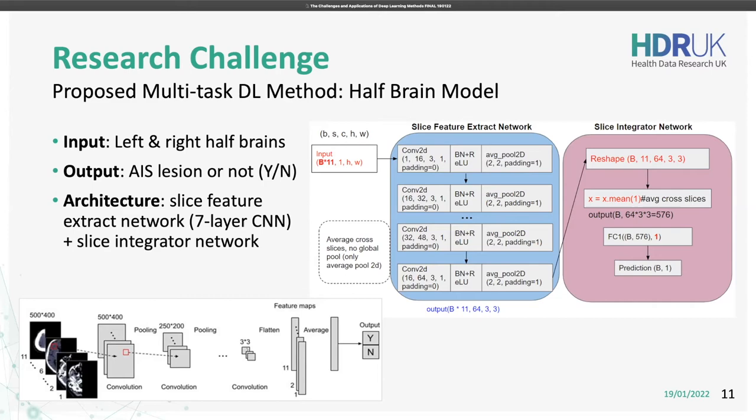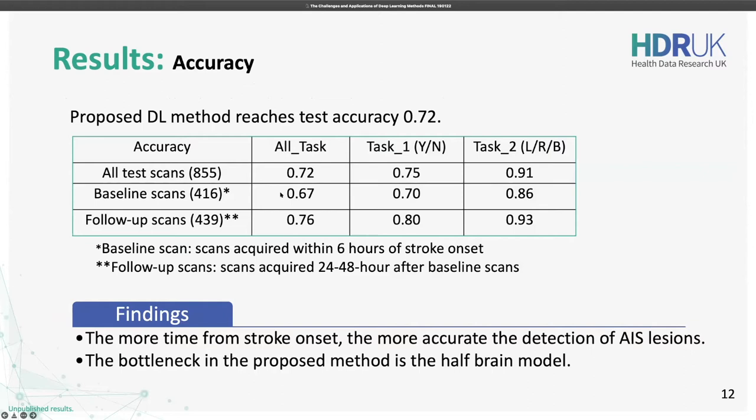In terms of the results accuracy, on the test scans we have 855 scans. The overall accuracy is 0.72, because we have a baseline scan and follow-up scans. Baseline scans were acquired 6 hours after the stroke onset, and the follow-up scans 24 to 40 hours later. So we can clearly see the more time from stroke onset, the more accurate the detection will be. The follow-up scan accuracy is almost 10% higher than the baseline scans.